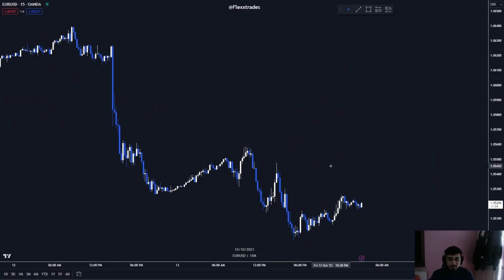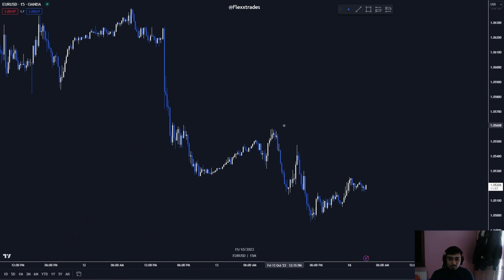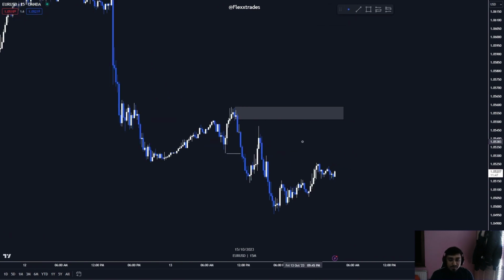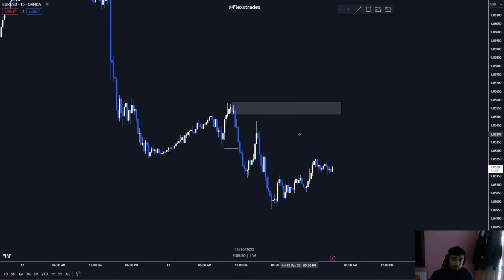So we're on the charts here, and we can see, for example, EURUSD on the 15 minutes. Let's say we have this nice supply zone. We had this break of structure right here, and we have this nice supply zone left behind. We want to sell from here. Okay, that's normal, that's okay.